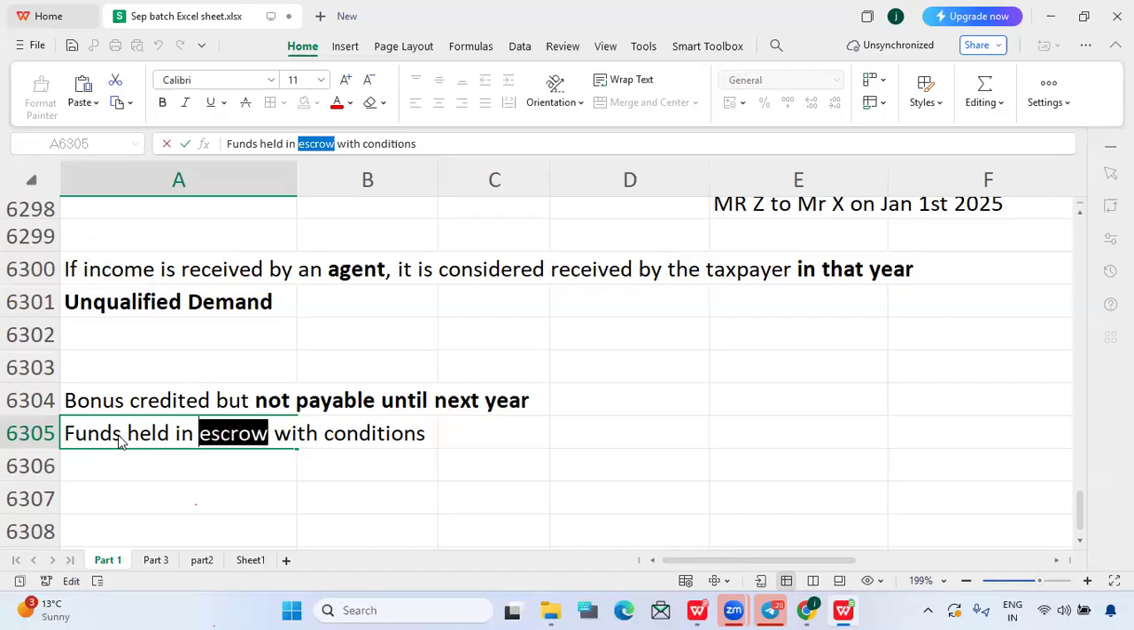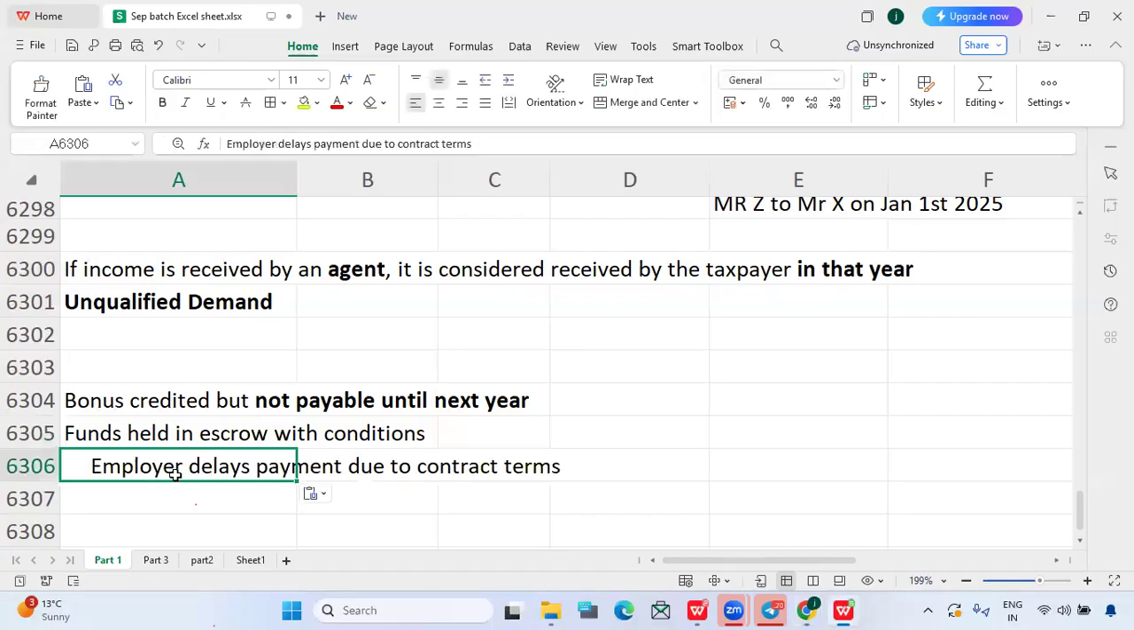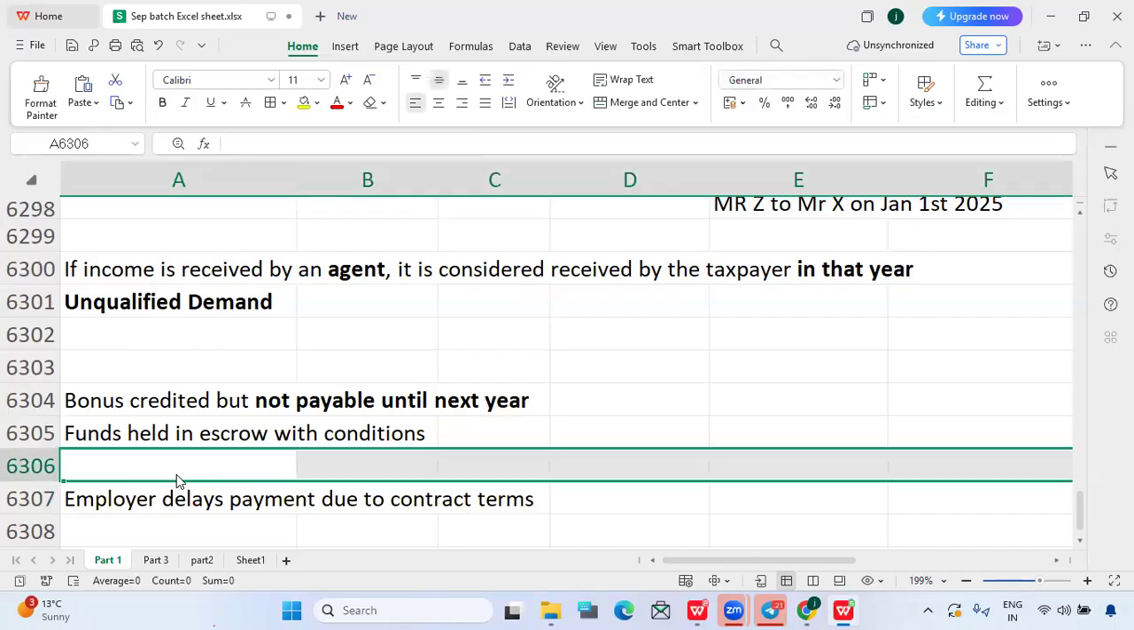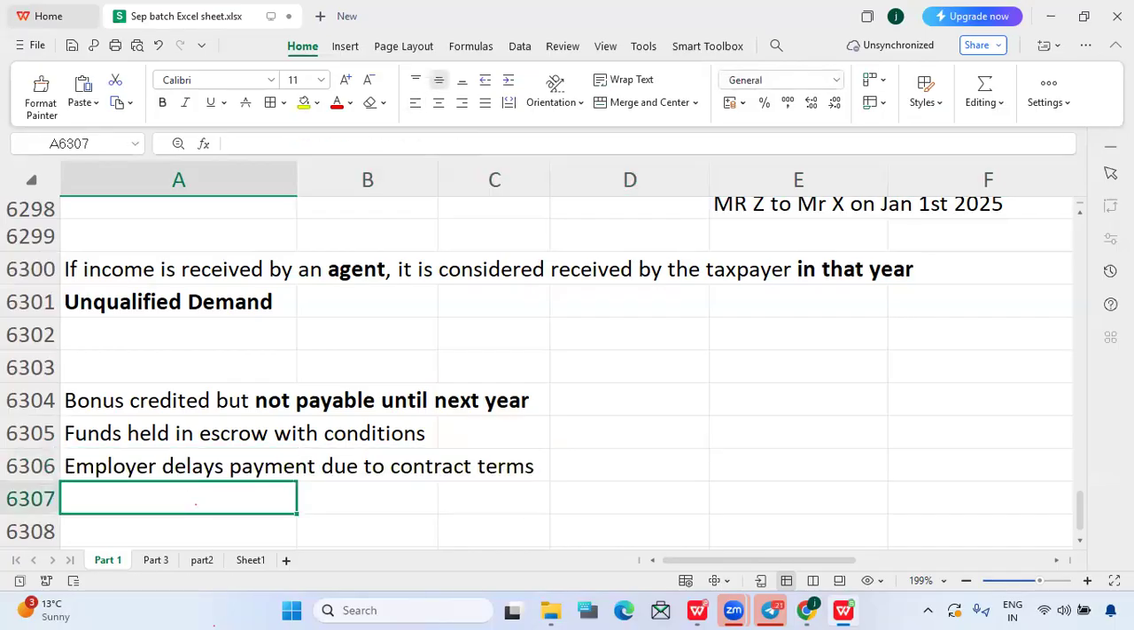Now you have some funds in escrow with a condition. Is it income? No, because there is a condition relating to escrow, and in condition cases we will not recognize it. Employer delayed payment due to contract terms: can we apply the constructive receipt concept? No, because payments are delayed due to contract terms, so there are restrictions. In case of restriction, we will not apply it.